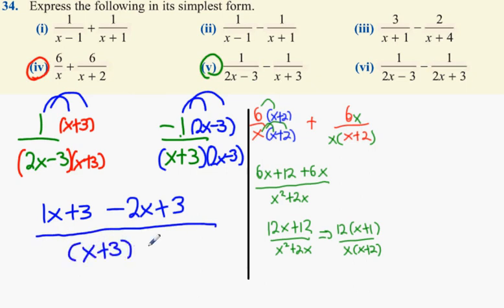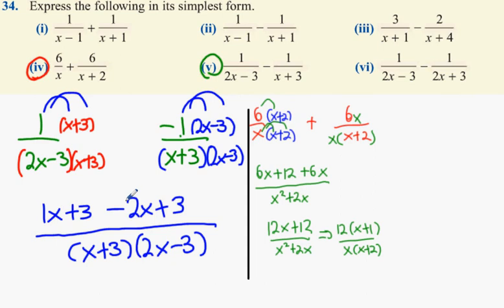Doesn't matter which way I put it. Does it matter if I put down x plus 3, 2x minus 3, or does it matter if I put 2x minus 3 first and x plus 3 second? Why does it not matter? It's multiplication. 2 multiplied by 3, same thing as 3 multiplied by 2.